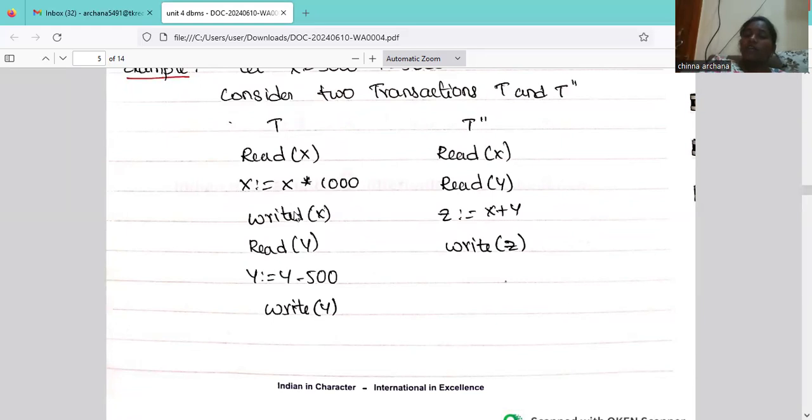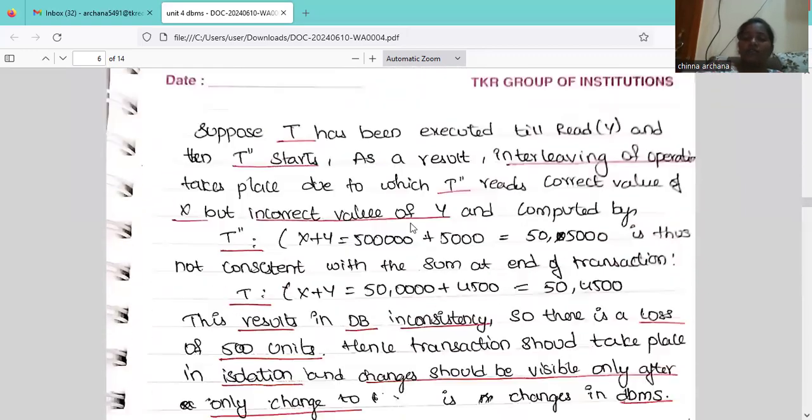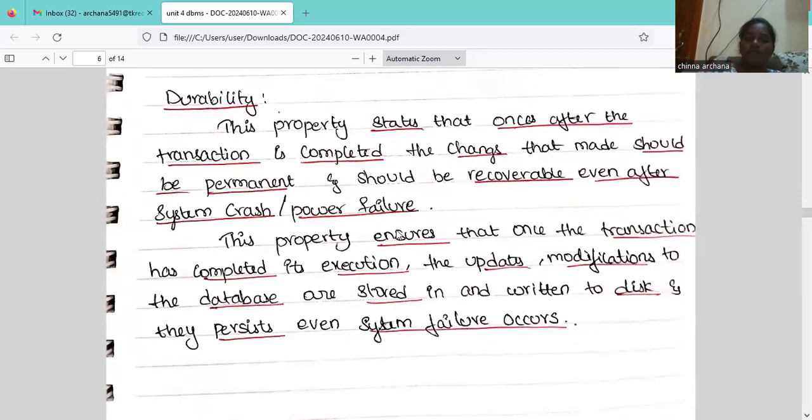Now what should be the resources that should be given to T double dash? Whether the modified X value or the value of X before the transaction? Same thing, you're reading the Y value. Whether it is the original Y or the Y after reducing 500 from the Y's account. So what values have to be taken? See, until and unless T writes the commit here, these changes are not reflected on T double dash. So this is how the transaction isolation is maintained.